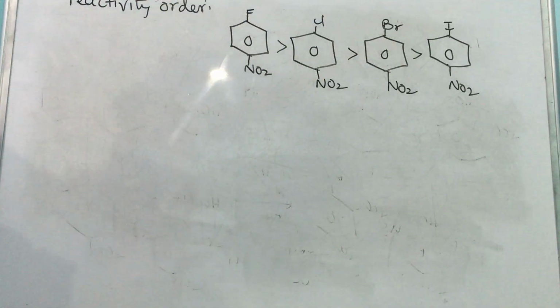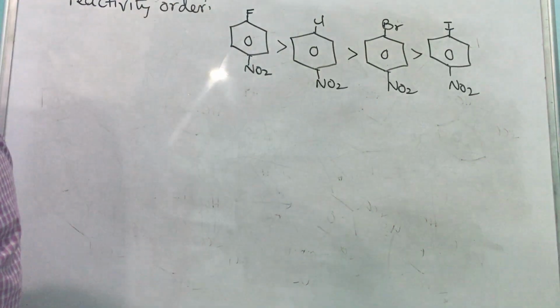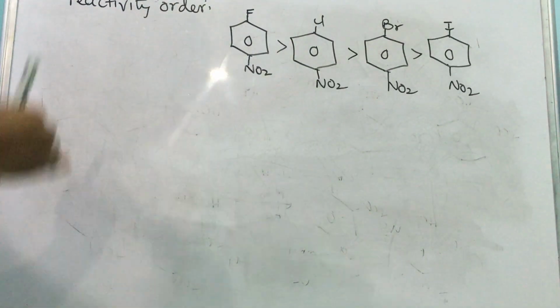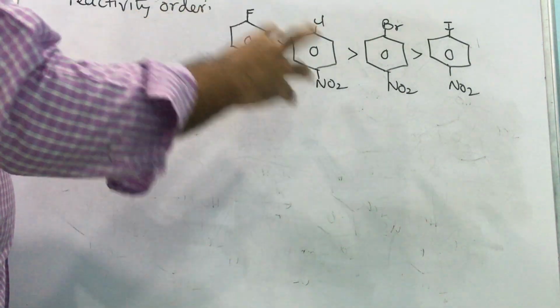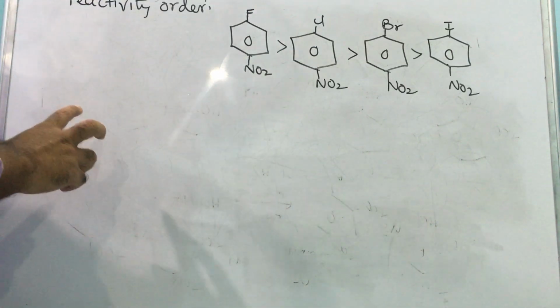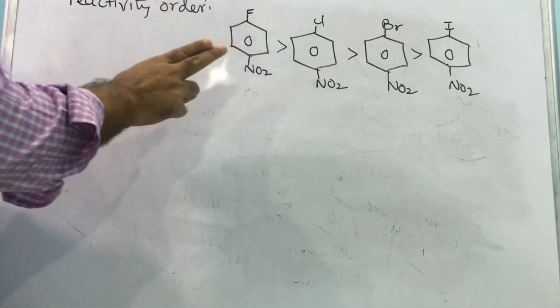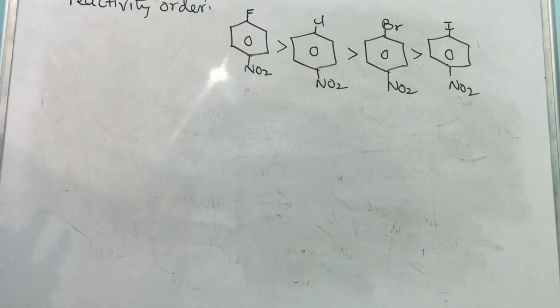What question arises for you? We already studied that I minus is a good leaving group, but now we are saying this is a good leaving group. How is it? Whatever order you may have studied is for carbocation formation. But in this nucleophilic substitution reaction on benzene, that is, aromatic substitution, a carbanion is formed, not a carbocation. That's why its reactivity is totally different.